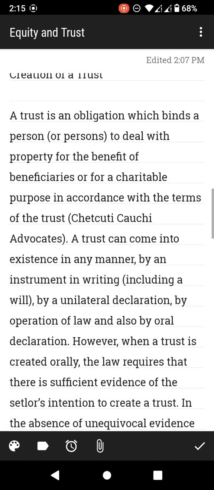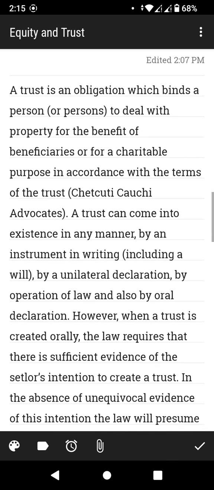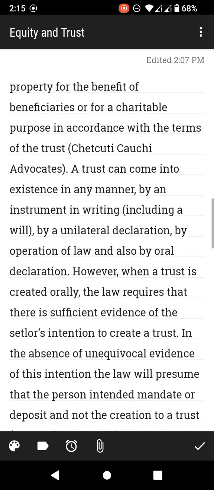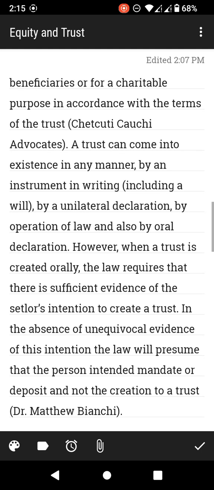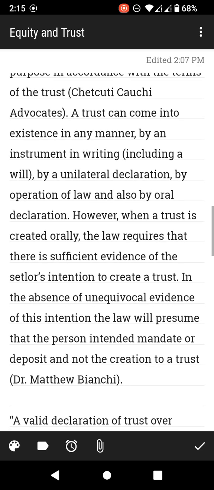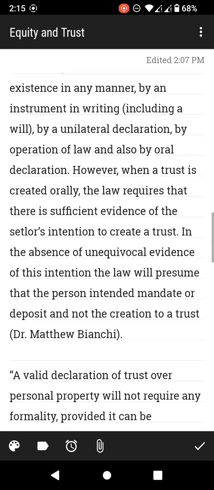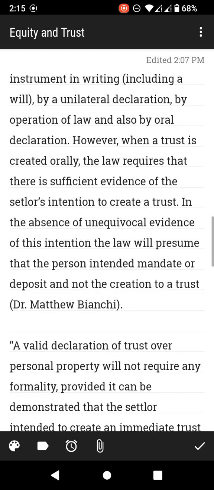However, when a trust is created orally, the law requires that there is sufficient evidence of the settlor's intention to create a trust. In the absence of unequivocal evidence of this intention, the law will presume that the person intended a mandate or a deposit and not the creation of a trust.